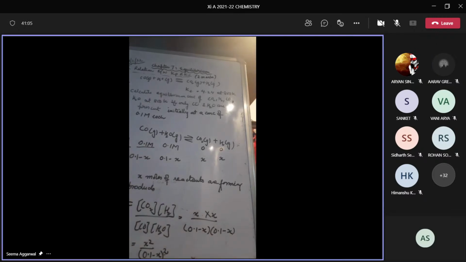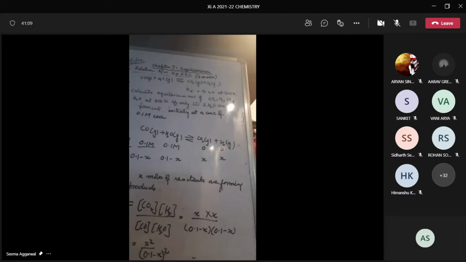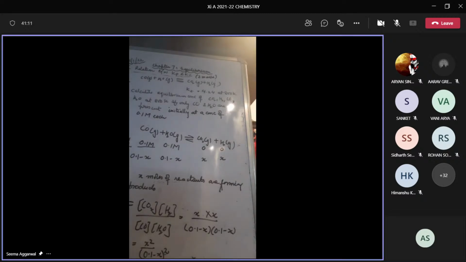Is the point clear till here? All of you, please, any doubt you can ask, because this is the most important step. We are given the initial concentration. We are not given the concentration at equilibrium. So equilibrium पर हमने खुद निकाली है. Final means at equilibrium. At equilibrium, we have calculated on our own.